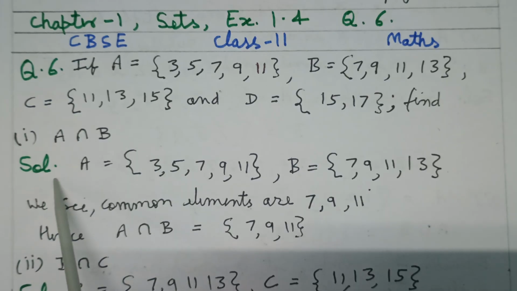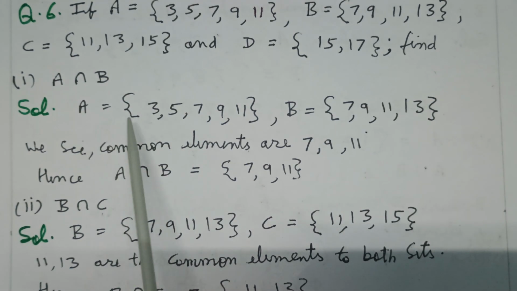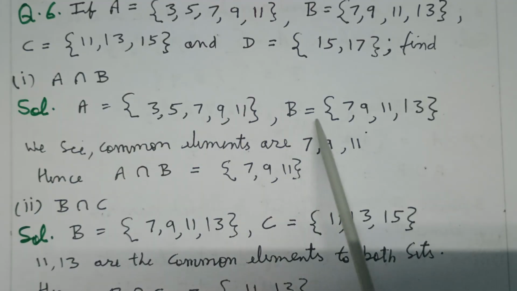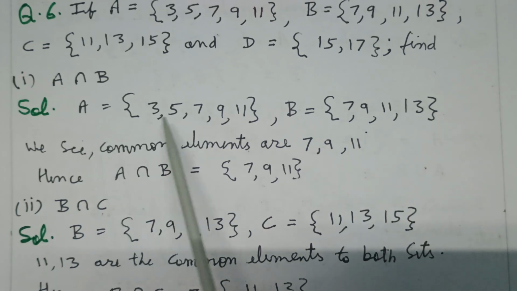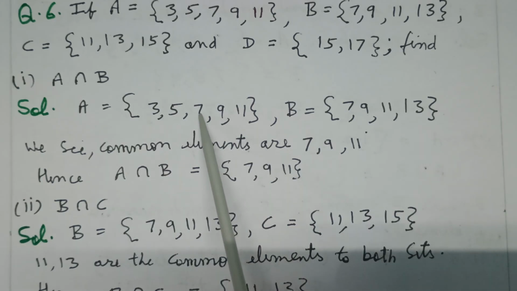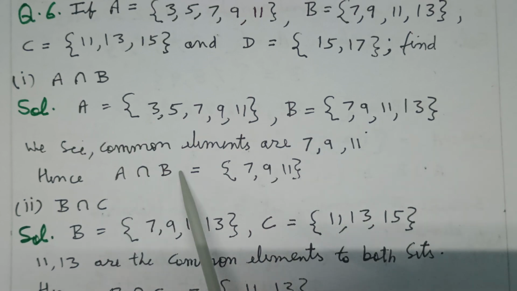So solution A is equal to the set of elements 3, 5, 7, 9, 11 and B is the set of elements 7, 9, 11, 13. So we see, हम देखते हैं कि common elements are 7, 9, 11. Hence A intersection B is equal to the set of elements 7, 9, 11.